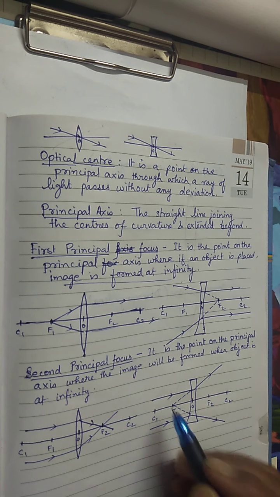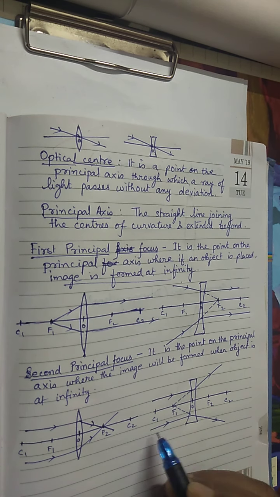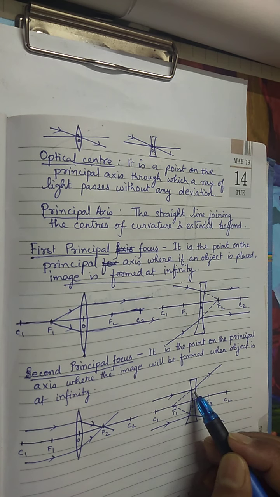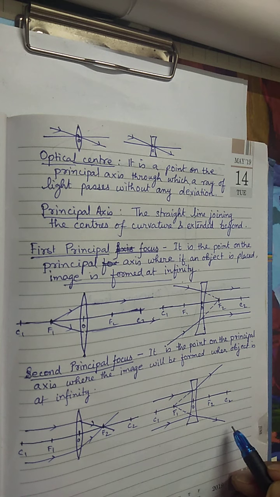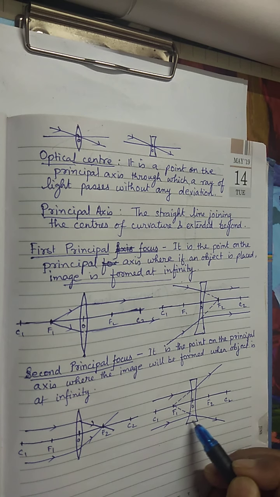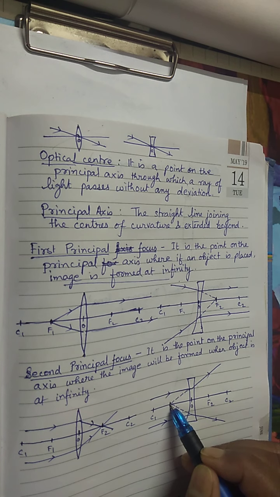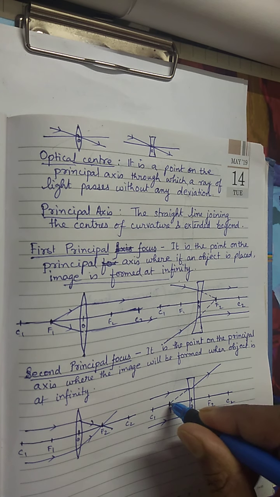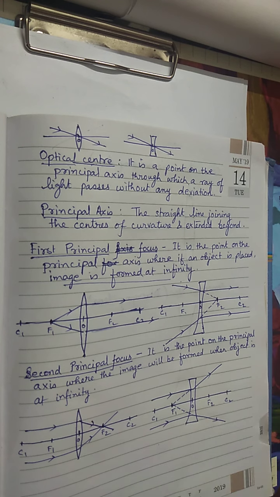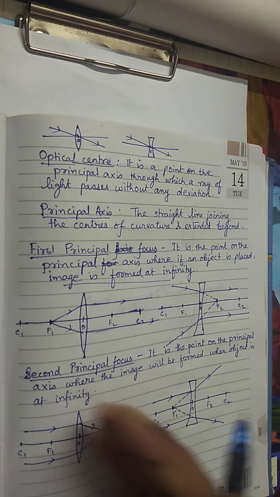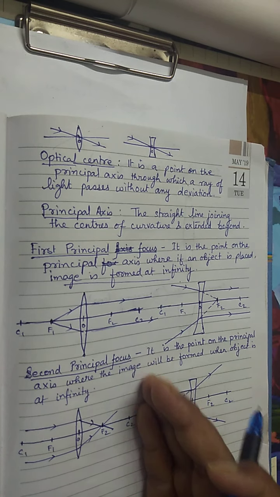Similarly for concave lens, object kept at infinity, so what kind of rays are coming in? Parallel rays are coming in. Obviously after passing through the lens, the rays will diverge. So in order to make them meet, we produce them backwards. So they seem to meet here, image seems to form here. So this will be the second principal focus. So this is how the first and second principal focus, which will be first and which will be second, is determined by the nature of the incoming rays.